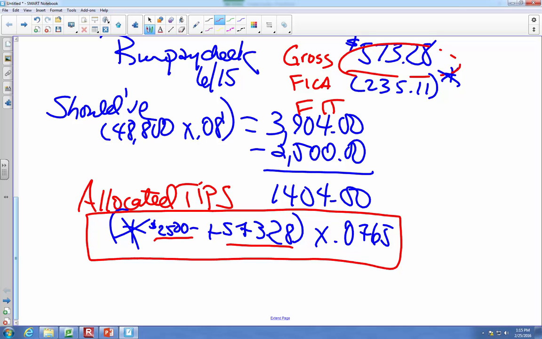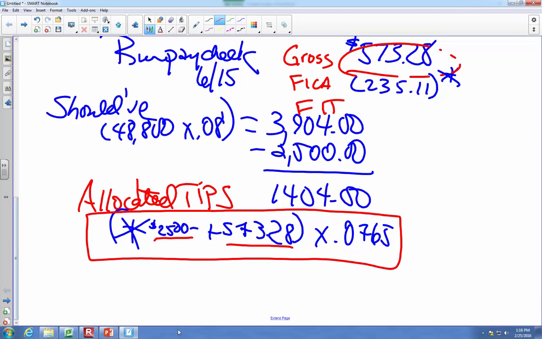Now, the other thing is, what do we do with these guys? What do we do with the allocated tips of $1,404? It shows up on the W-2, and the employee's going to have to pay for it on his or her own, right? Remember that?